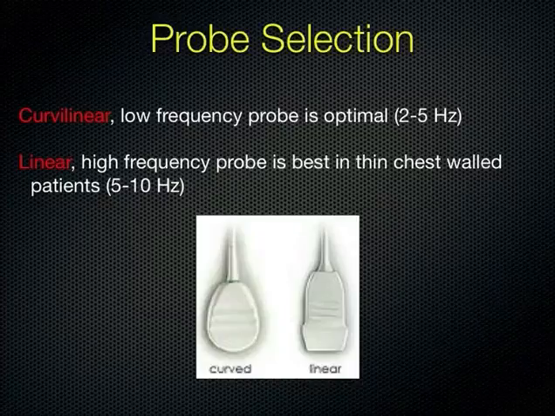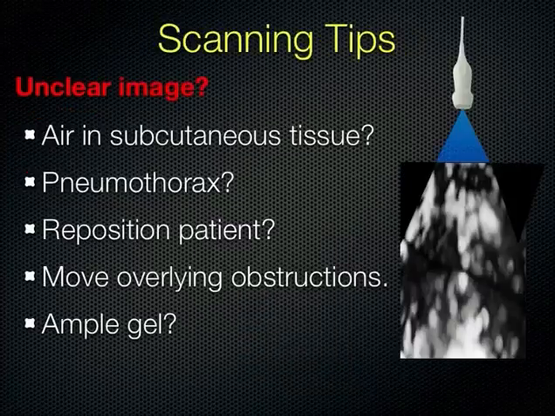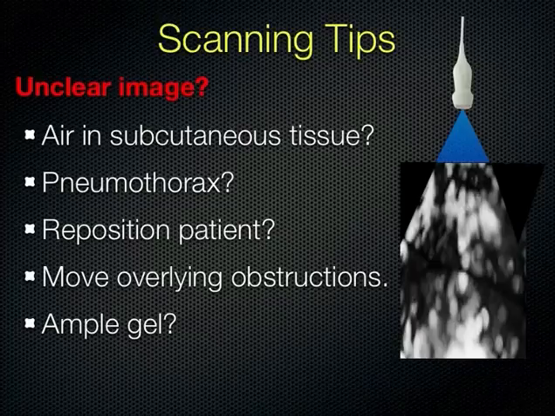A couple quick tips, and this is important for any kind of imaging, is if you don't have a great picture, if you don't see anything, basically you have to troubleshoot. Do you have enough gel? Air is your enemy, gel is your friend. You've probably heard that 1,000 times, but it is absolutely true. If you don't have gel, or you don't have good contact with the chest wall, or if you've got something obstructing in the way, like a bandage or a bra strap or something like that, you need to clear those things so that you can see.